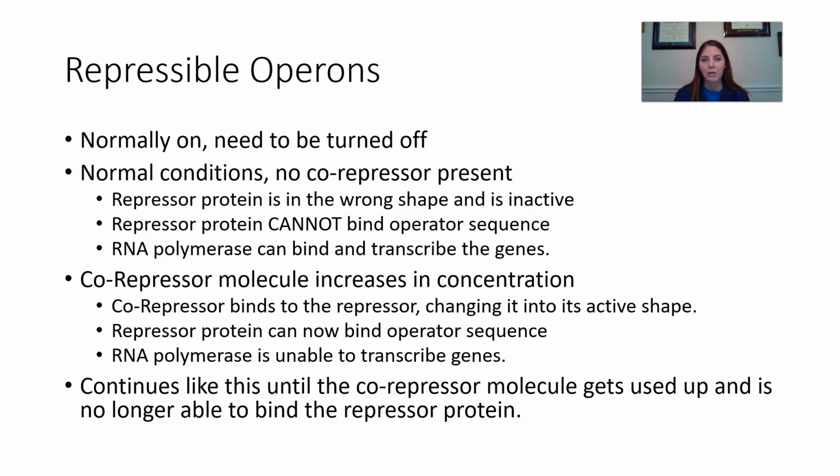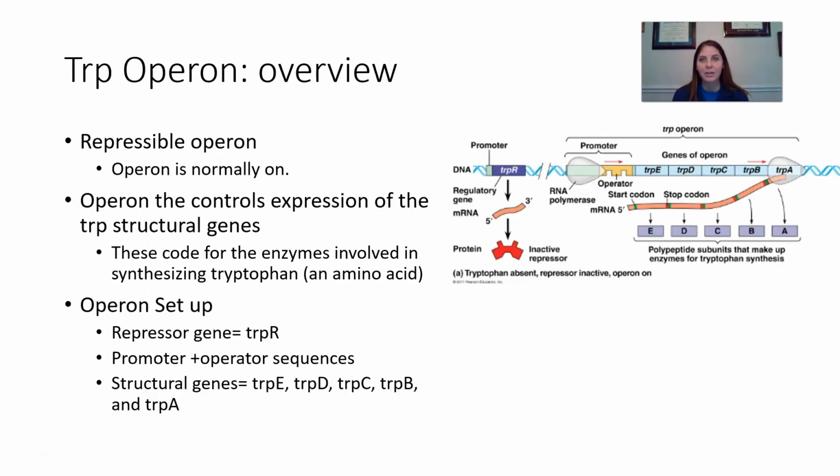Now, the co-repressor molecule increases in concentration. When the co-repressor binds to that repressor protein, it's going to change the shape into an activated shape. The repressor protein can now bind to that operator sequence and stop RNA polymerase from transcribing that gene. Now, the example that I'm going to go over is called the trp operon.